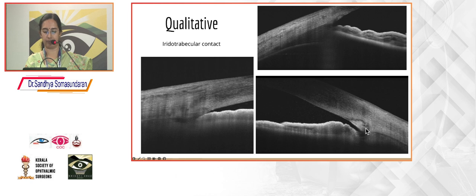Again here this is the BEL and this is the trabecular meshwork. This is also not so open, but still there is no iridotrabecular contact. But this is a wide open angle. This can be considered as open. This is iridotrabecular contact. This is how we usually analyze in ASOCT.